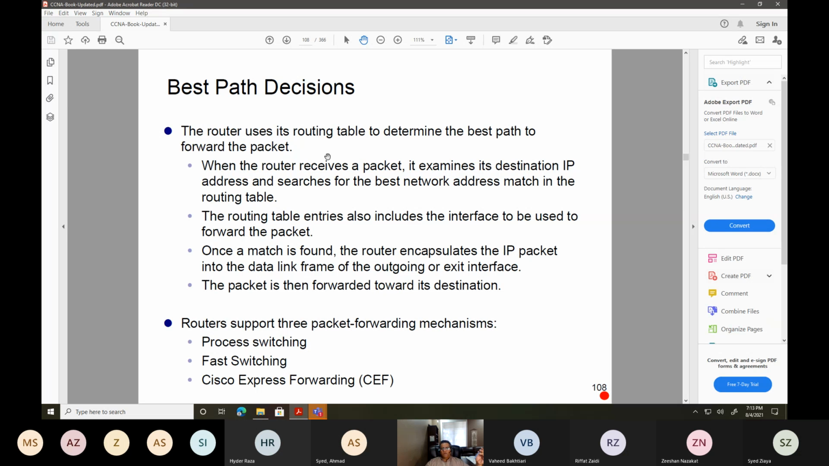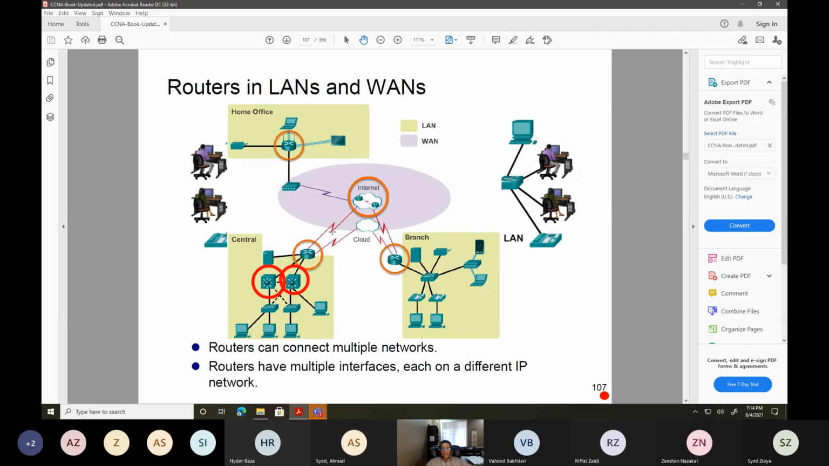Best path determination: the router uses its routing table to determine the best path to forward the packet. When a router receives a packet, it examines the destination address and searches for the best network address match in the routing table. The table entries also include the interface to be used. Once the match is found, the router encapsulates the packet in the data link frame of the outgoing or exit interface. So what they are saying here is, this is your router. Packets come in, let's suppose from here, and it wants to get connected to somebody over here on this network, right? And let's suppose these guys are sitting over here.